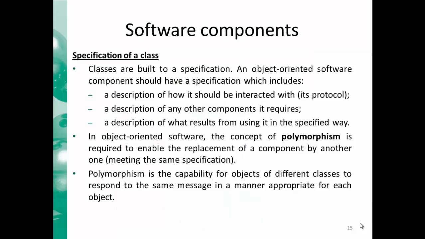Now when we are building classes, as we mentioned earlier, we build them based on some design and specifications. This should include the protocols of the class, meaning how it should be interacted with in its environment, what components are needed to build this class, and what is the result of interacting with this class. All this should be considered when we are building our class.